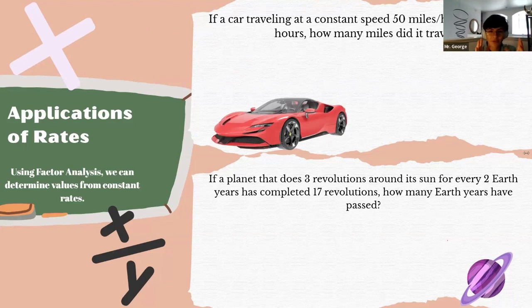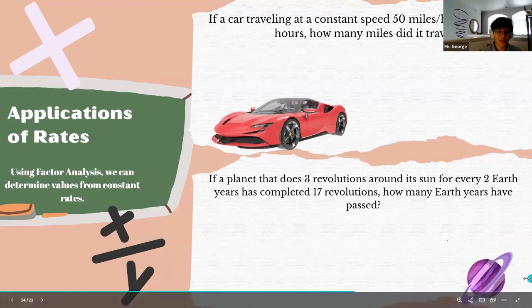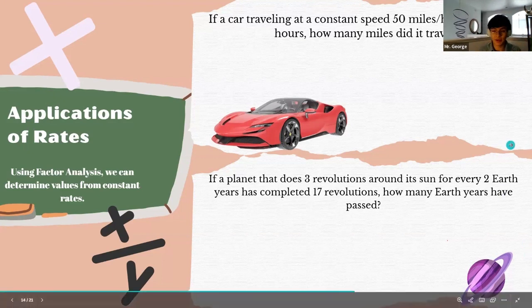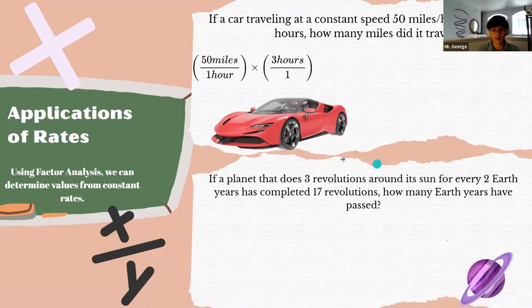So let's say we have a car traveling at a constant speed of 50 miles per hour and it drove for 3 hours. What we can do is set this up as a ratio, like those questions about fractions that we did earlier. So 50 miles per 1 hour. Do you guys remember how the ratios were just fractions? So 50 miles over 1 hour times 3 hours over 1. Now, why are we doing this?